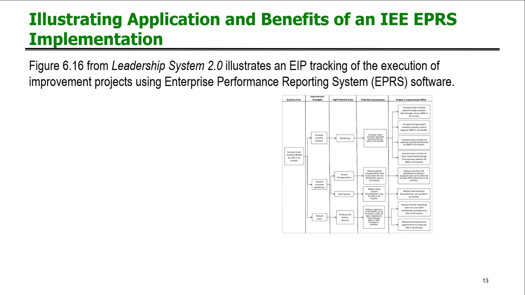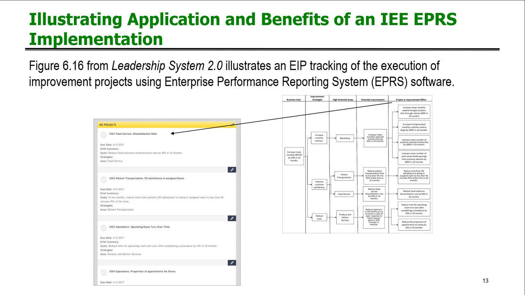Figure 6.16 from Leadership System 2.0 illustrates an EIP tracking of the execution of improvement projects using the EPRS software. We can track the projects within this overall system as shown here, because that's the effort we're trying to undertake to actually improve a metric that's important in the business.